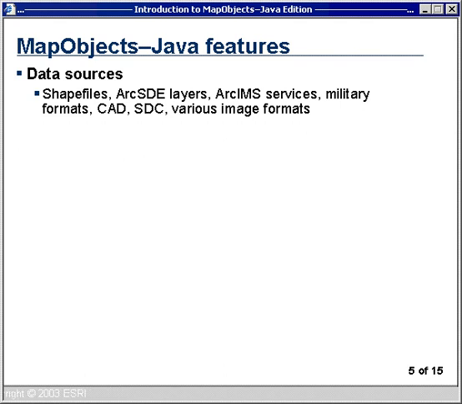ArcIMS services are also valid layers, and ArcIMS is ESRI's solution for distributing mapping and GIS data and services on the web. It also accepts various military formats, CAD data, smart data compression, and image formats such as JPEG and TIFF. MapObjects comes with the ESRI Data and Maps Media Kit with various sample data in these formats to try out yourself. And note that you can also extend the MapObjects API through the plugin architecture to read your own custom data sources.